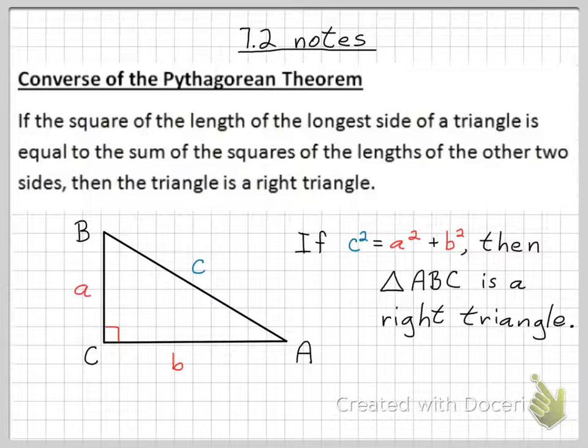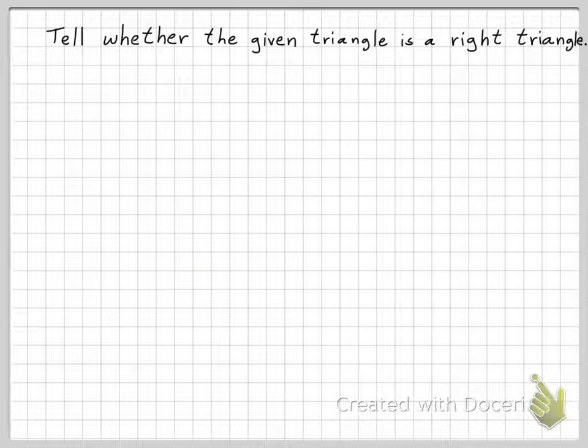So moving right along, here's the picture to help you with the converse of the Pythagorean theorem. It states that if c squared, and remember c has to be the longest side, or the hypotenuse if it is in fact a right triangle, does equal a squared plus b squared, then triangle ABC is a right triangle. Okay, let's see what kind of problems you'll be getting for tonight's homework assignment.